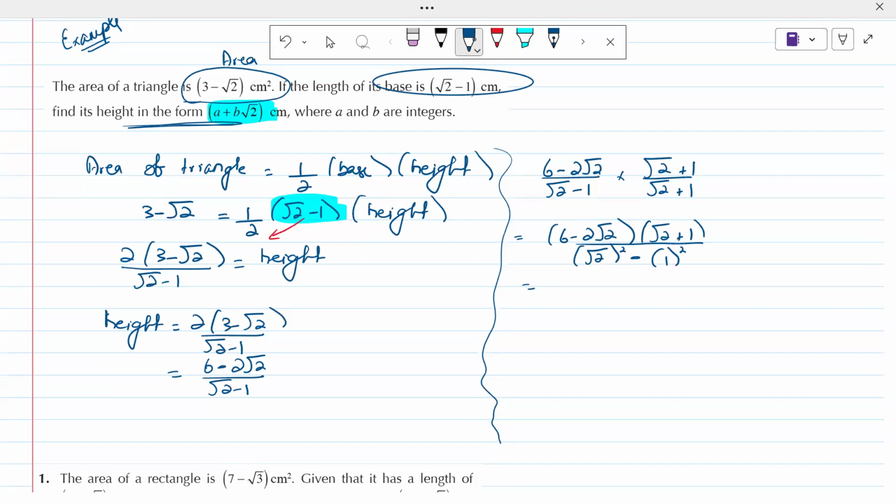So 6 into root 2, that's 6 root 2. 6 into 1, that's 6. 2 root 2 into root 2, that's minus 2 into 2. And minus 2 root 2 into 1, that's minus 2 root 2, whole divided by root 2 square, that's 2 minus 1.